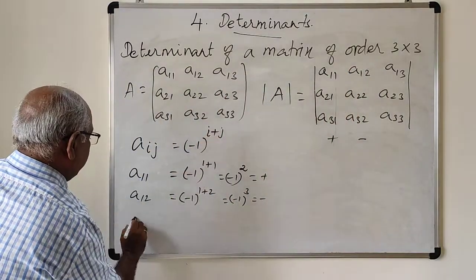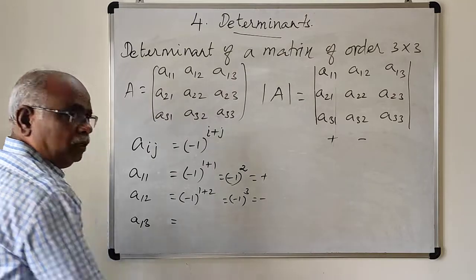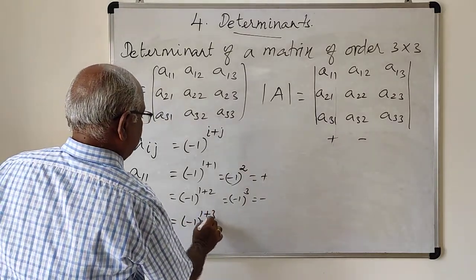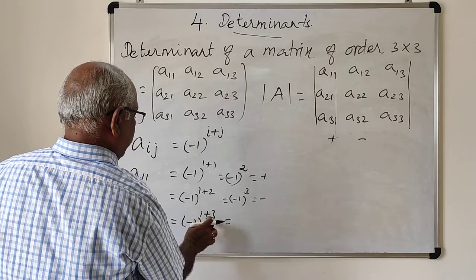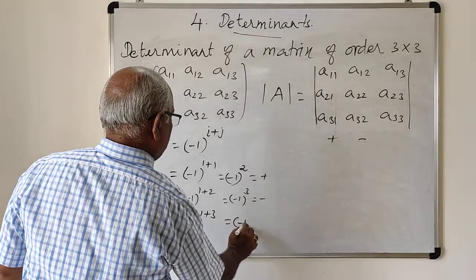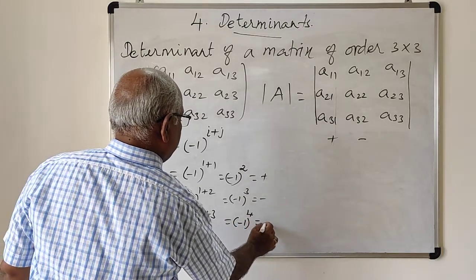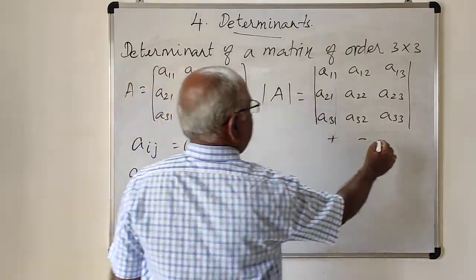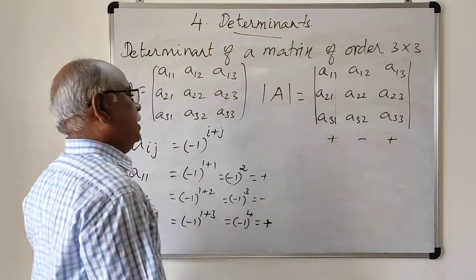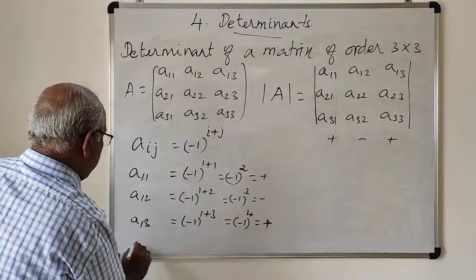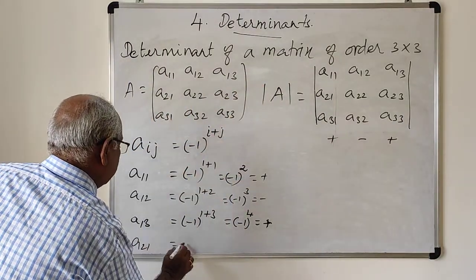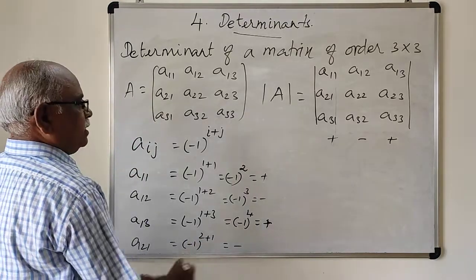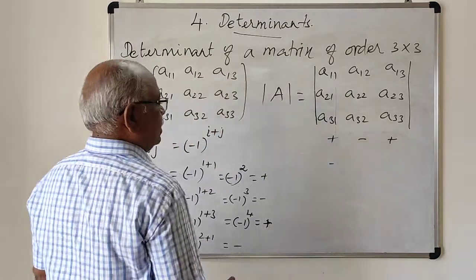Next, A13 is equal to minus 1 power 1 plus 3. 1 plus 3 is 4, even. Minus 1 power 4 is even, so plus. Like that, you have to decide the sign of the element. Next, A21 is minus 1 power 2 plus 1, 3, odd, minus. Therefore, this is minus.